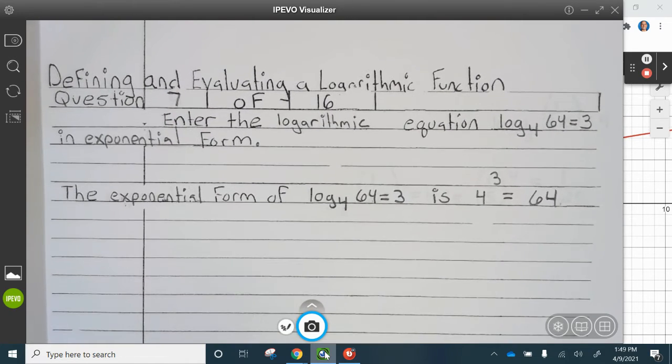All right, question 7 of 16. Enter the logarithmic equation log base 4 of 64 equals 3 in exponential form. The exponential form of log base 4 of 64 equals 3 is 4 to the third equals 64.